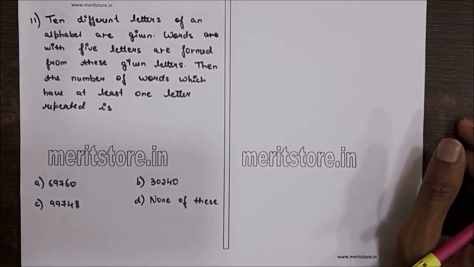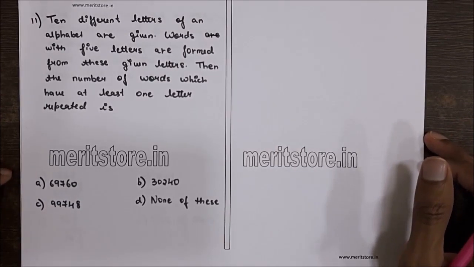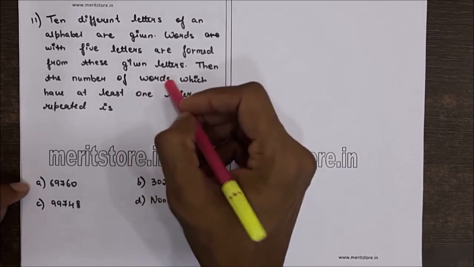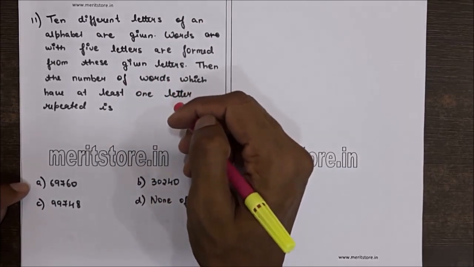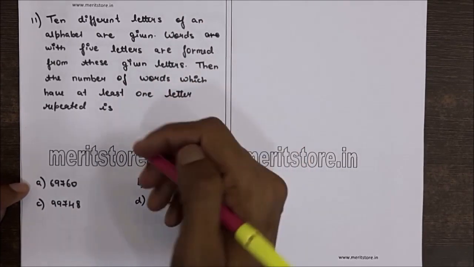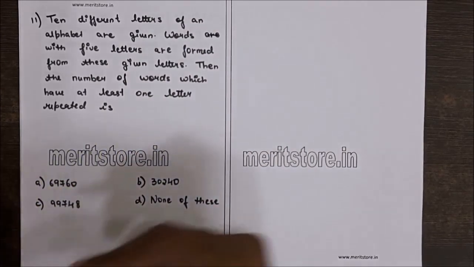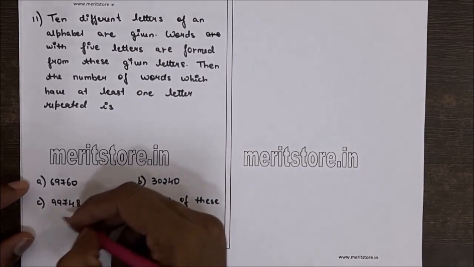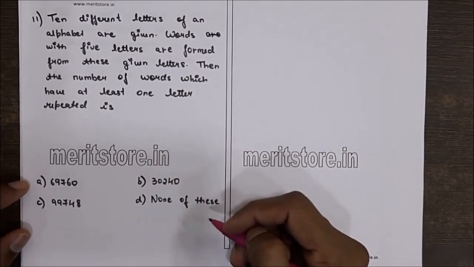Question 11. 10 different letters of an alphabet are given. Words with 5 letters are formed from these given letters. Then the number of words which have at least one letter repeated is, we have 4 options: A 69760, B 30240, C 99748 and D none of these.